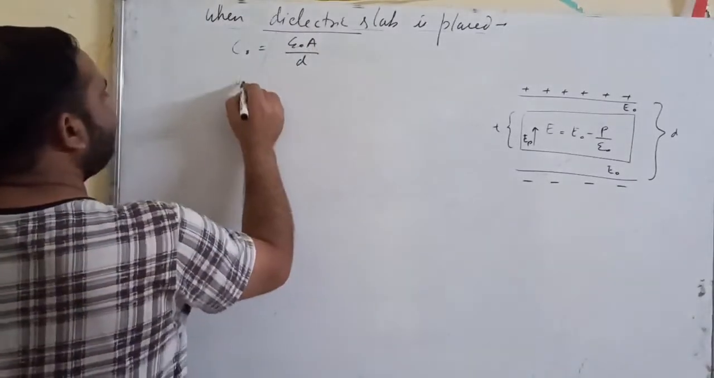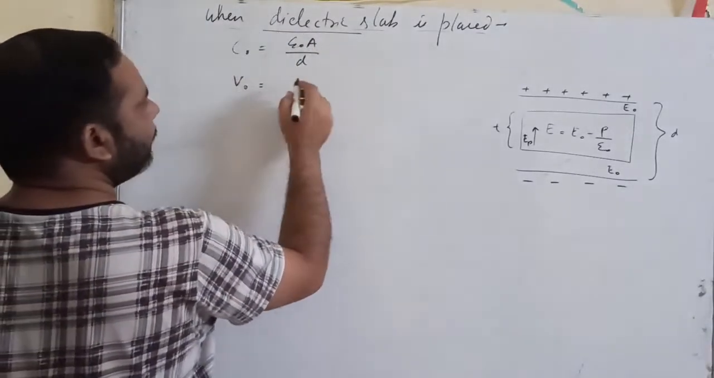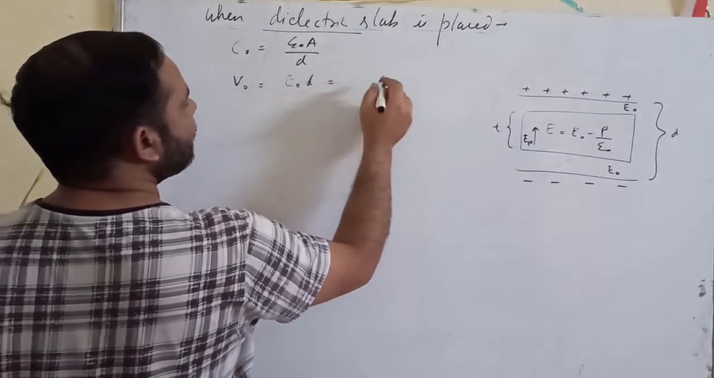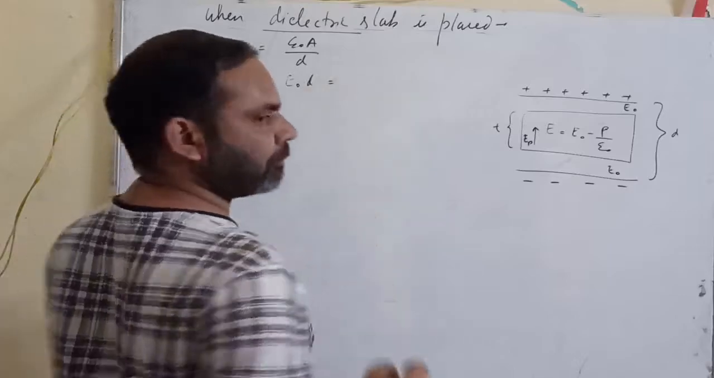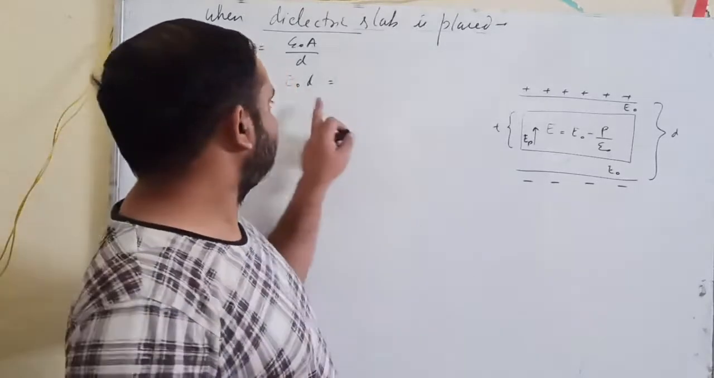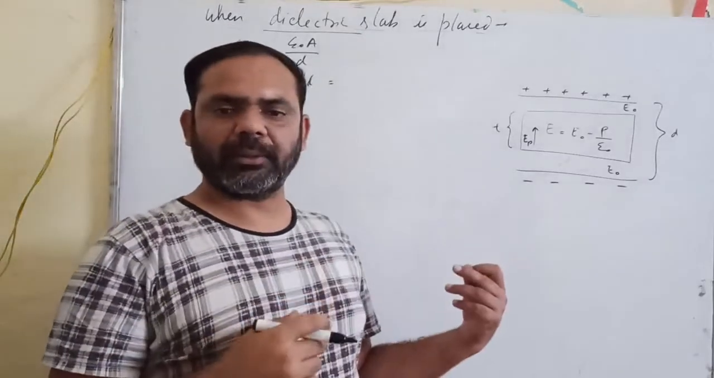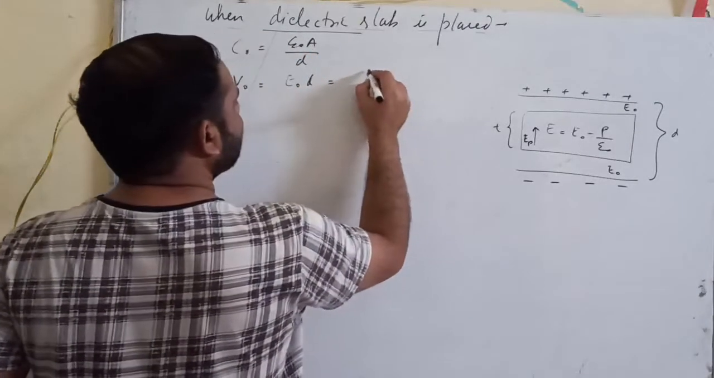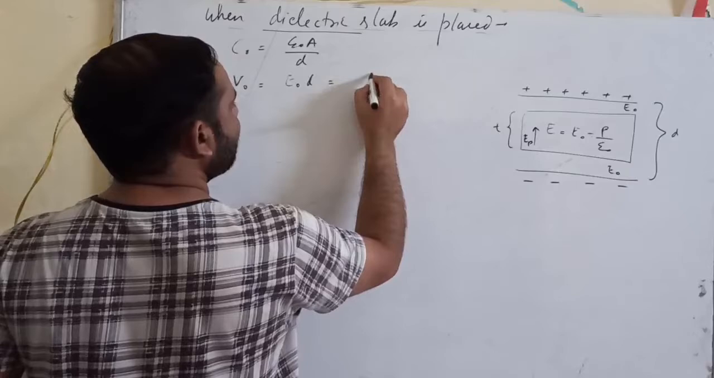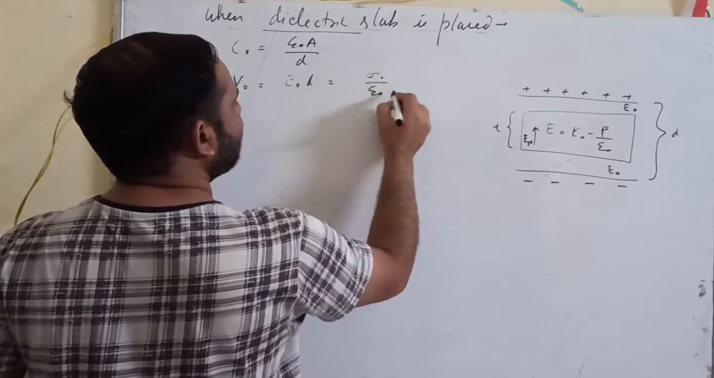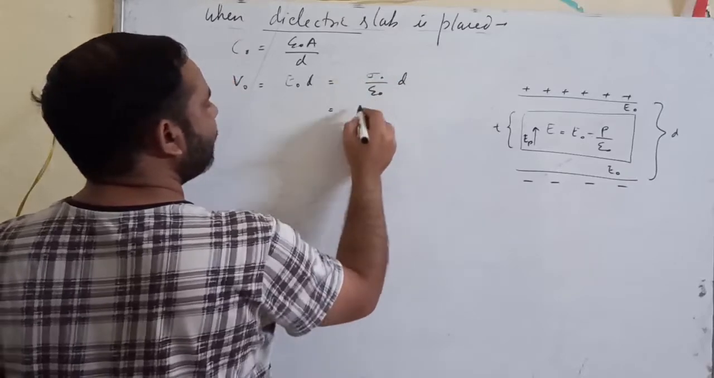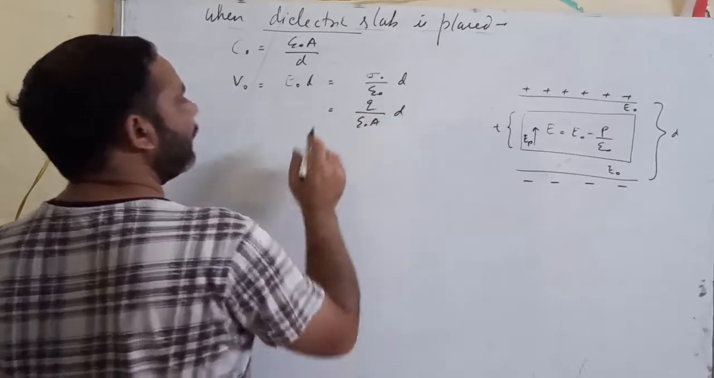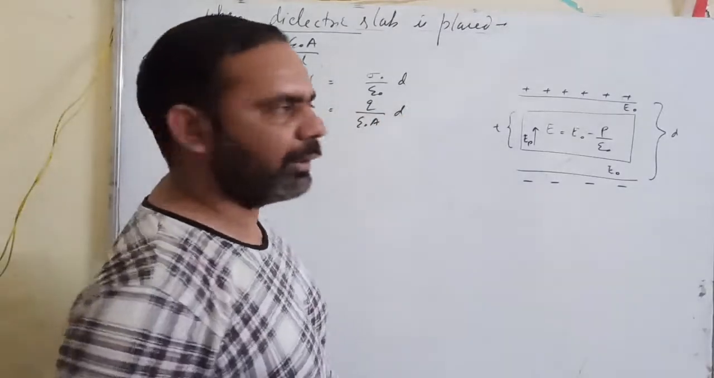And V naught, as we have already obtained, is equal to E naught into d. In the previous topic we obtained this value: E naught is sigma naught upon epsilon naught into d, and sigma naught is Q upon A. So V naught is equal to Q d upon epsilon naught A. This is the value of V naught.